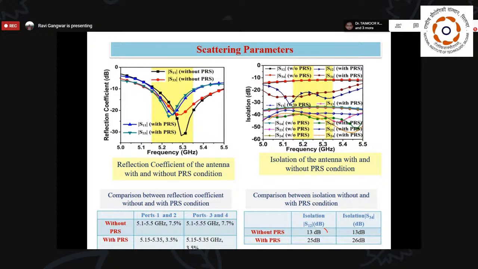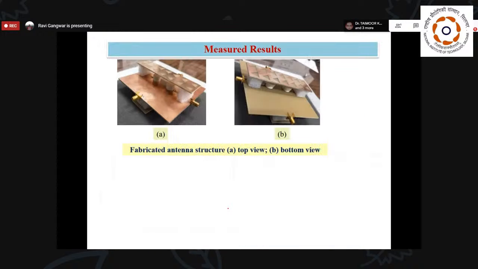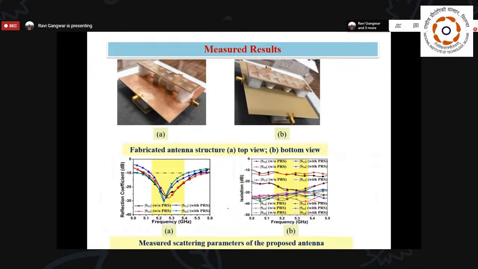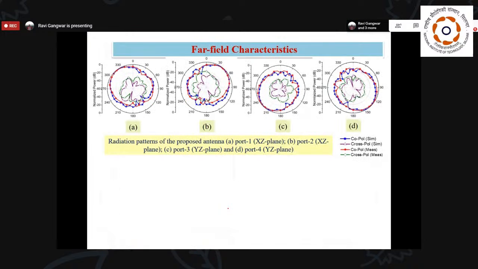When we don't have any PRS, the isolation between your port 1 and port 2 is 13 dB. Similarly, port 3 to port 4 is 13 dB. But when we include your PRS, we are able to enhance your isolation by just double. That means 13 to 26 dB. So that is basically a better result in the case of your PRS structure.